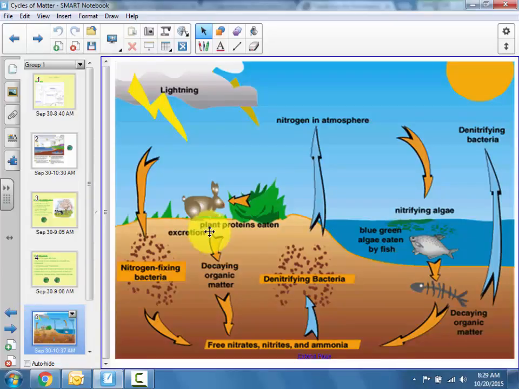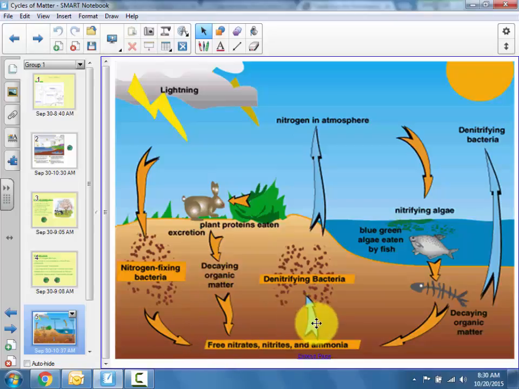So here's a picture that kind of shows this happening. So another way nitrogen can be produced is by lightning. So it can make that nitrogen, and that goes into the soil. It's called the nitrogen fixing bacteria. The nitrogen fixing bacteria is grabbing those nitrogen molecules and making them into something that's called nitrates and nitrites and ammonia.